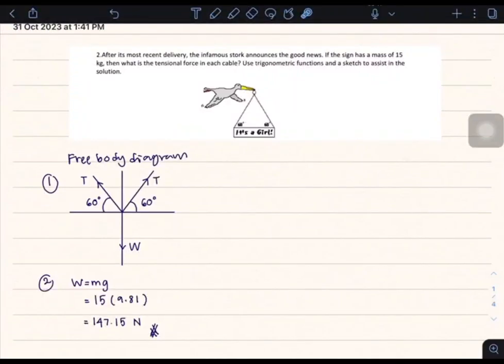So for question number 2, given the mass is 15 kg, we need to find the tension value. The first step is we must draw the free body diagram. So we have a tension and a weight. We must calculate the weight by using the equation below, and we will get the weight is 147.15. So the next step is we can calculate the tension by using the x and y components.